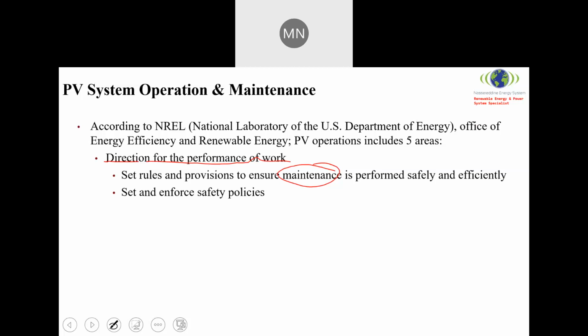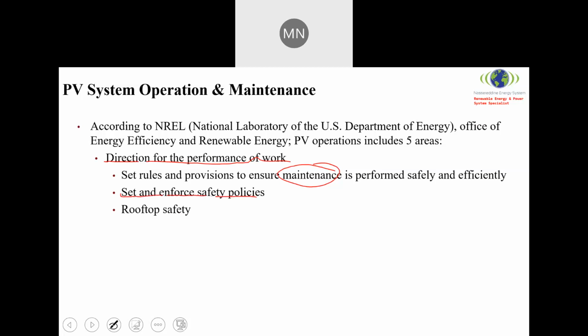Set and enforce safety policies, because safety impacts your labor, man hours, and at the same time could cause damage to your equipment. And as safety always comes first, you need to enforce this strictly.